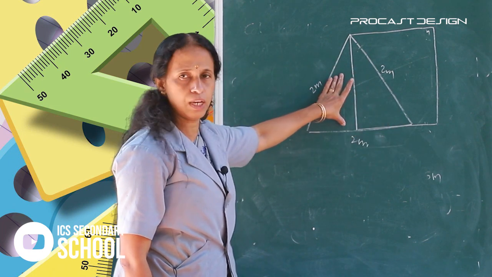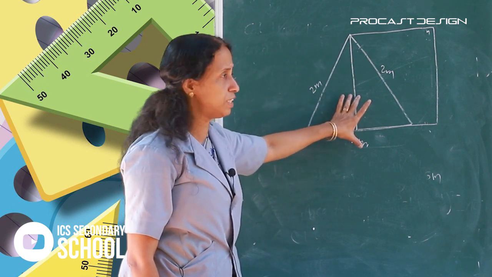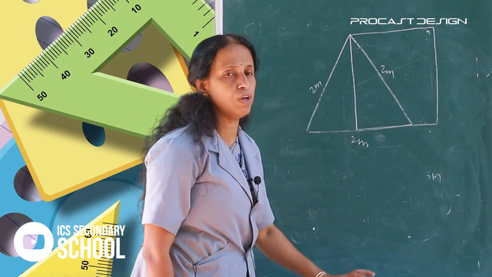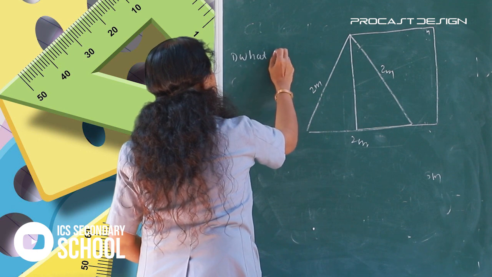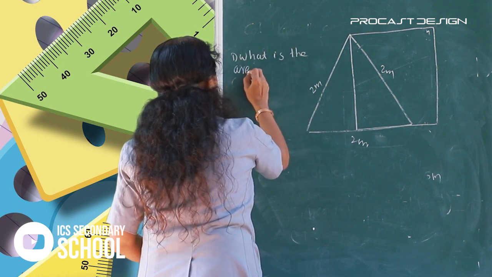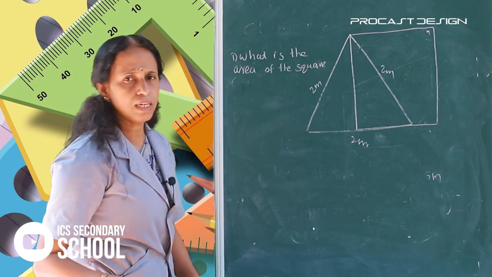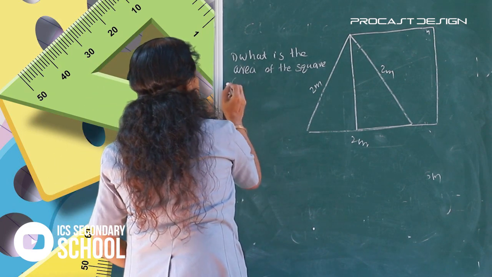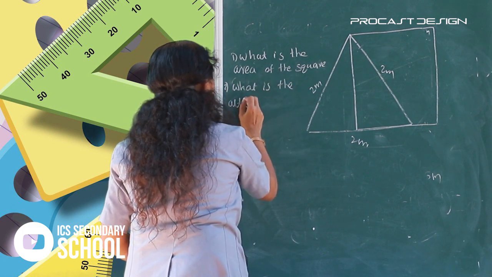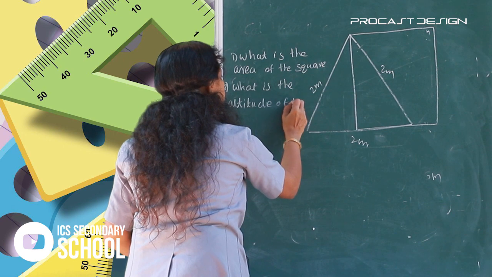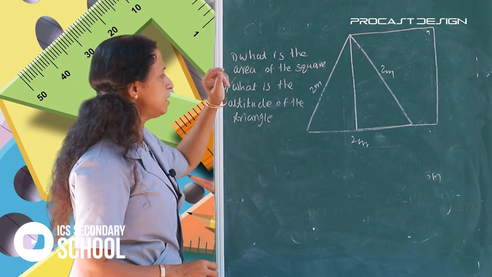Look here. This is an equilateral triangle. One side of the equilateral triangle is 2 meter. This is the altitude of the equilateral triangle. A square is drawn on the altitude. First question, what is the area of this square? Second question, what is the altitude of the triangle?